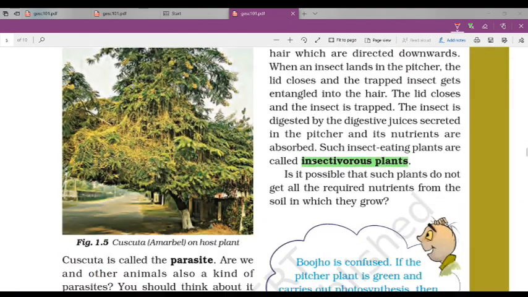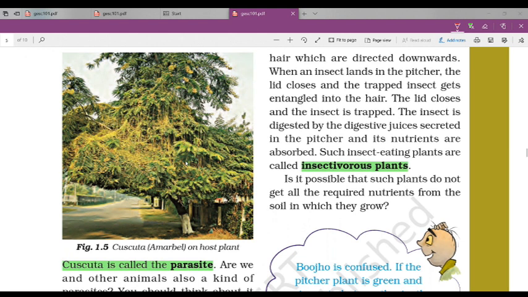Here is the picture of Amarbel. I think you all have seen this thread-type structure which covers the whole tree, the whole plant, and its name is Kaskuta. In Hindi it is called Amarbel. Amar means what? Something which never dies. So this plant takes its food from the original plant or main plant, which is also called the host.